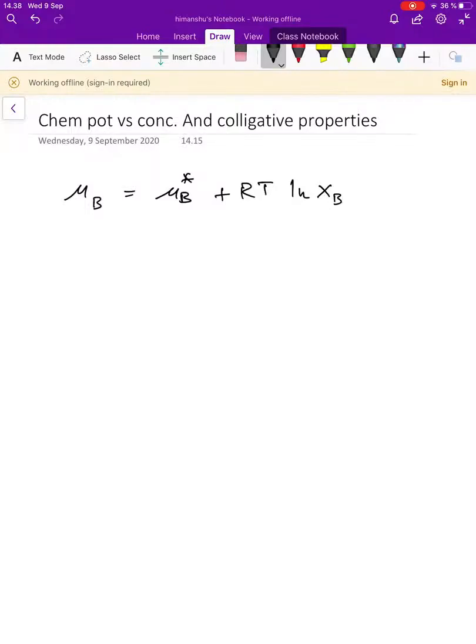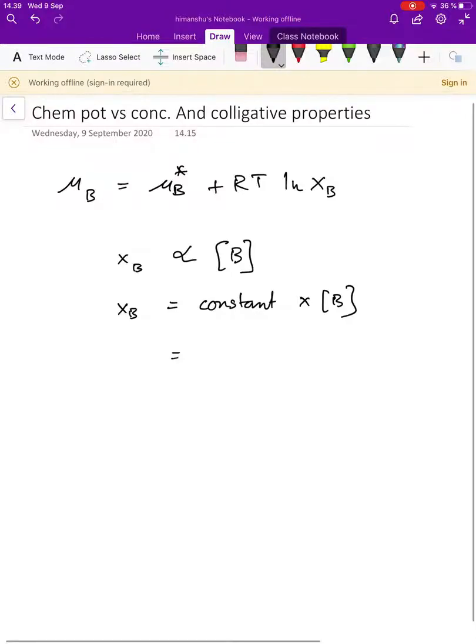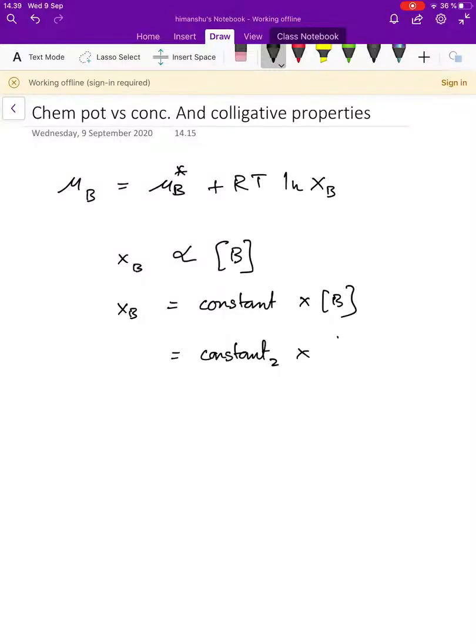mole fraction of B. Now, the mole fraction of the solute must be proportional to the concentration of the solute. This could be a molarity, for example. So we can write this as xB is equal to some constant multiplied by the concentration, or it could be another constant 2 multiplied by the concentration divided by a standard concentration. This could be 1 molar.